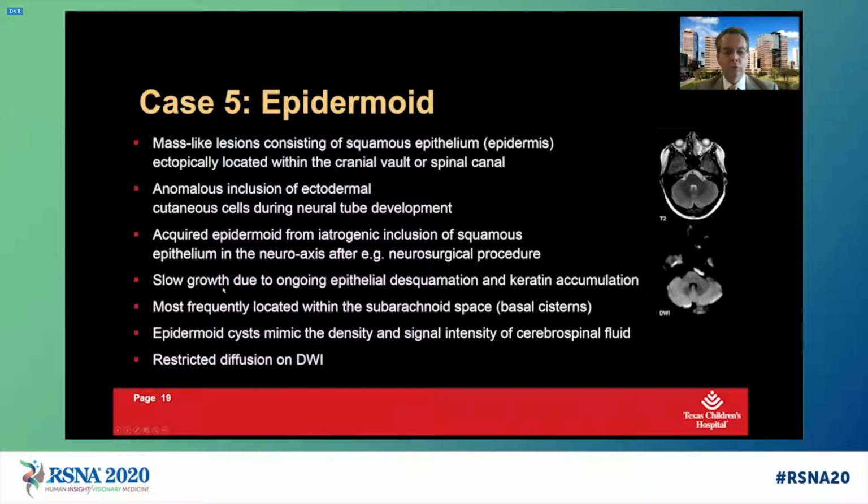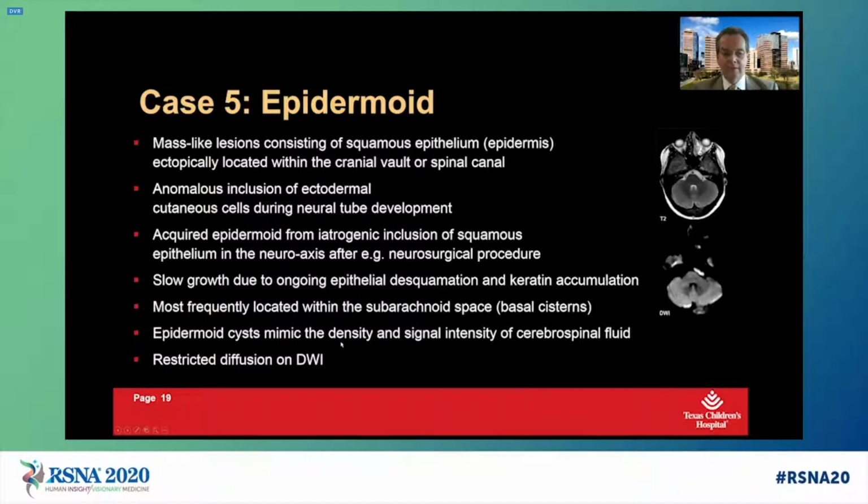And they have a slow growth because you have an ongoing epithelial desquamation and keratin accumulation, like you would have with normal skin. But of course, it does not have the possibility to be relieved from this location. That's why it grows. It's most frequently located within the subarachnoid space and typically in the basal cisterns.